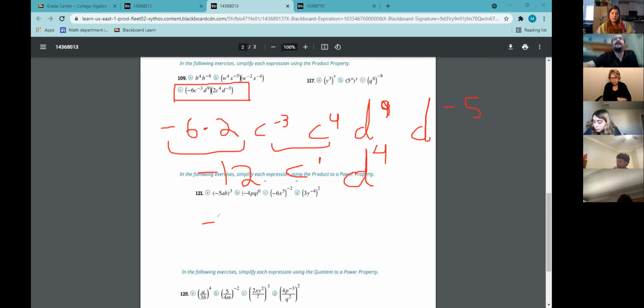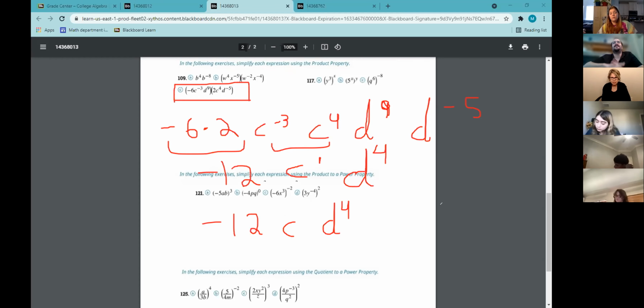And if I were really to clean this up, like I would give you a check mark for that if I was grading this. But if I really wanted to clean it up, I'm probably going to drop that one exponent. Questions about these?